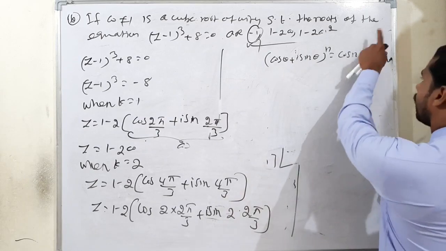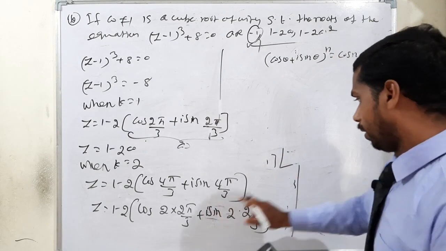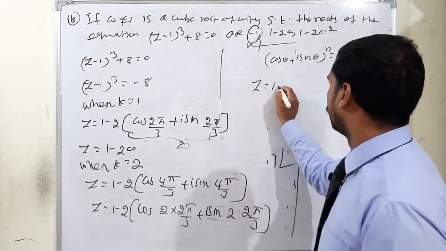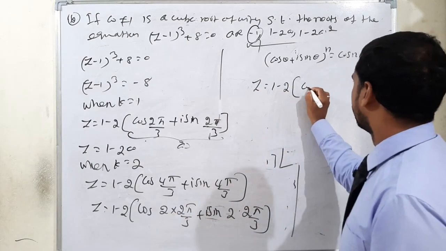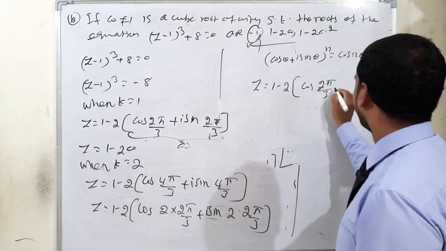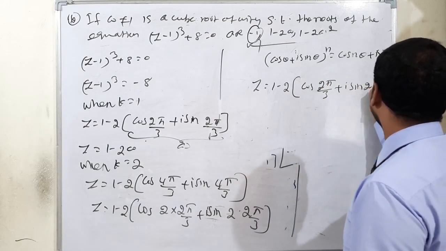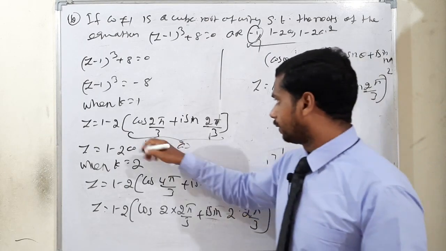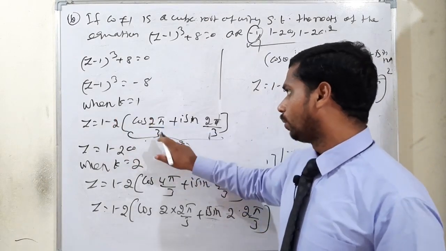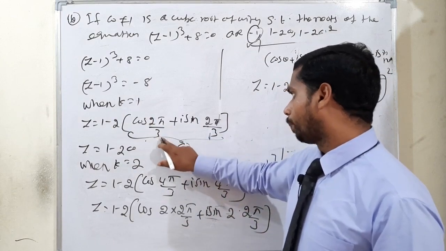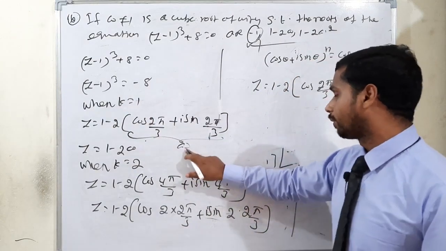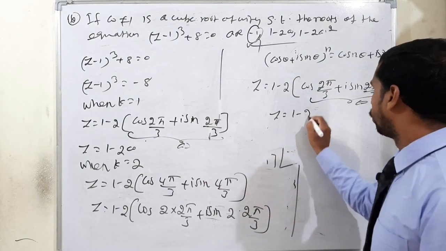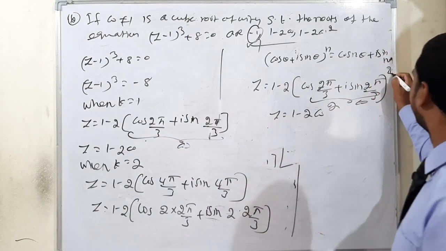Reverse it means take the common term outside of the power. Here we have the common 2. If we take it outside of the power, what will happen? Z is equal to 1 minus 2 into cos 2π by 3 plus i sin 2π by 3, the whole square, outside of the power square. Already considered in the second condition, when k is equal to 1, cos 2π by 3 plus i sin 2π by 3 is omega. So Z is equal to 1 minus 2 omega square, because the power square is there now.